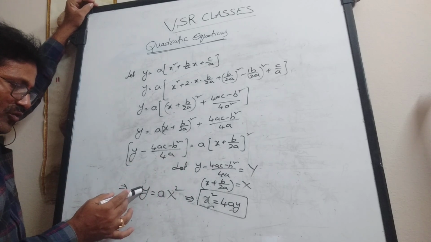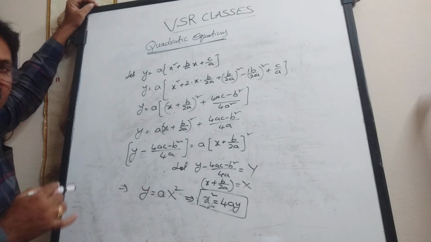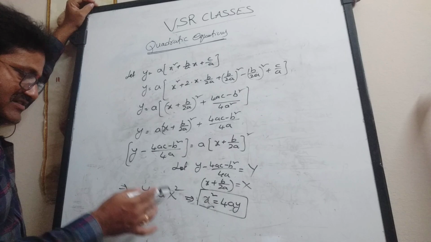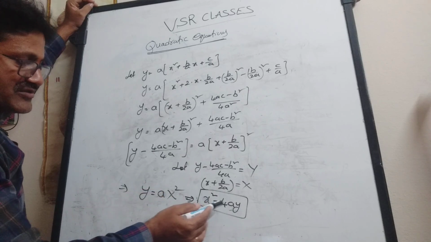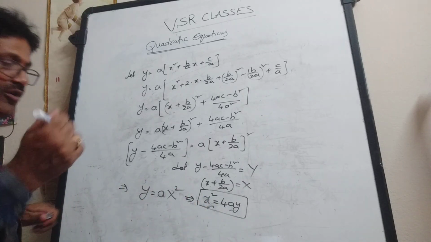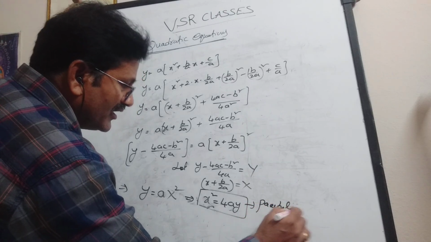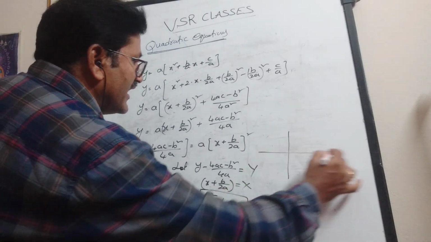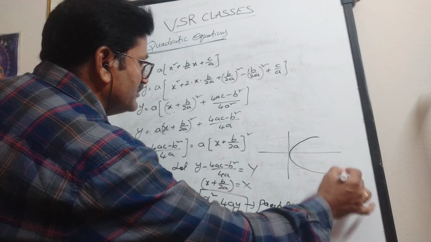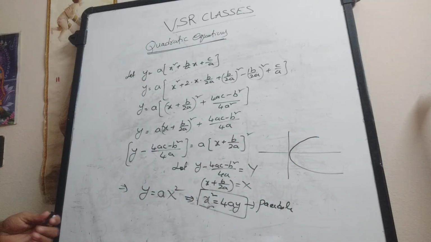You will have Y is equal to a X square. Now it is in the form of x square equal to 4ax. It is a parabola. The parabolic path will be like this. And in our quadratic equation, we will take it in a different way.